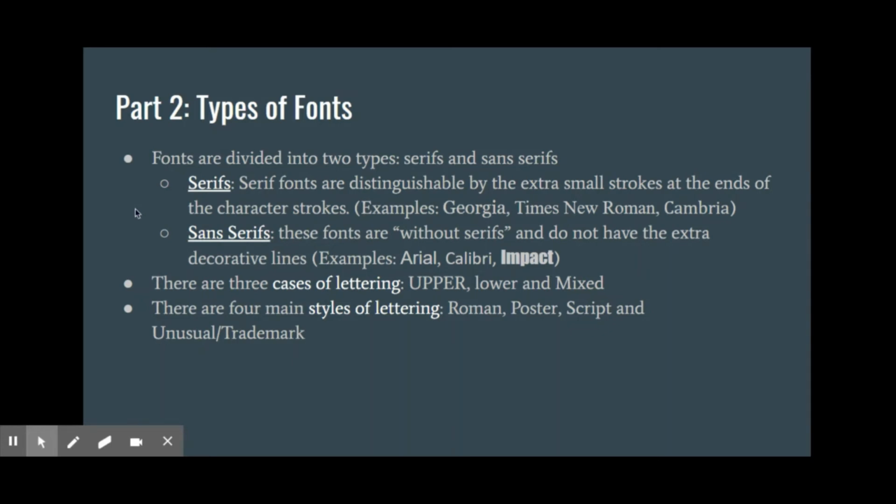Other things that go with fonts are lettering types. So there are 3 cases of lettering. We have upper, lower, and mixed. So a fun history fact behind lettering, in case you didn't know this. The reason we call them upper and lowercase is because of when we were using printing presses way back when with the Gutenberg, like I mentioned earlier, all of the letter forms were in these metallic structures that had the letter imprinted on them. So then they would be lined up in rows and then rolled with ink. And then basically like it's a giant stamp to make all of these documents.